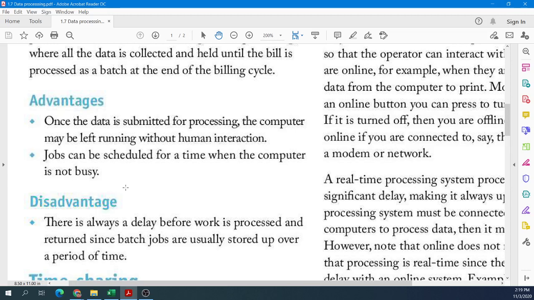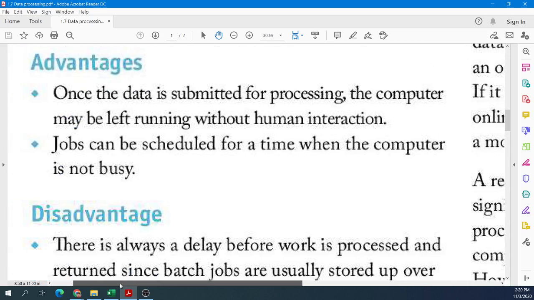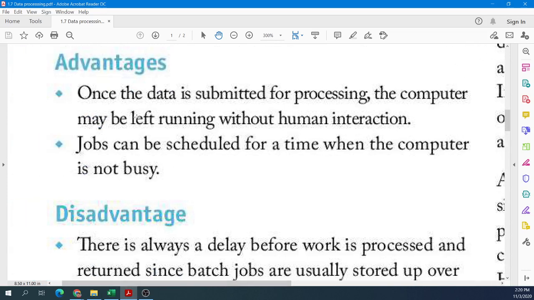Advantages. Once the data is submitted for processing, the computer may be left running without human interaction. Jobs can be scheduled for a time when the computer is not busy. Disadvantage. There is always a delay before work is processed and returned since batch jobs are usually stored up over a period of time. Good. So let's break down the advantage and disadvantage.